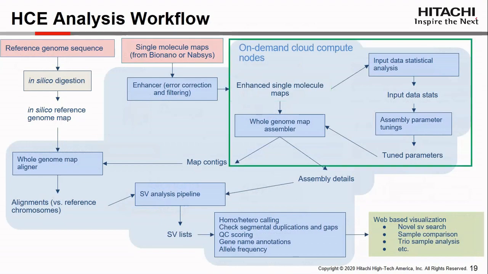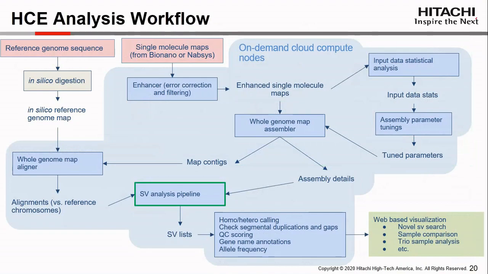Map contigs are grown through a process of feeding these seeds through iterative comparisons of smaller reads throughout the dataset. It's in this iterative process that we enhance the single molecule map quality and automatically tune assembly parameters based on input data stats. This approach uses more of the available reads to create longer and ultimately fewer contigs in the final assembly.